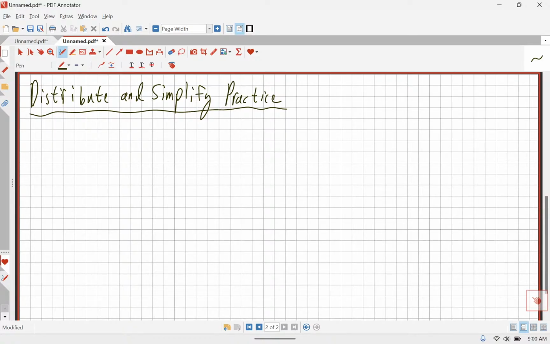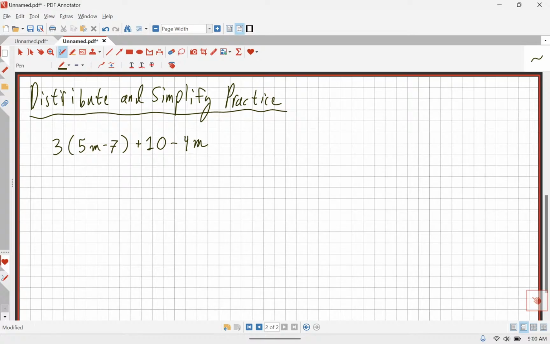Anyway, let's see here, guys. So what we're doing here is we're taking multiples of expressions and putting them together. For example, what if I took 3 open parentheses, 5m minus 7, close parentheses, plus 10 minus 4m. What I've done is I'm taking 3 of these and adding it to this expression here. And you're going to do it by distributing into parentheses and then combining like terms, and then we're going to see what we get. Give it a try.